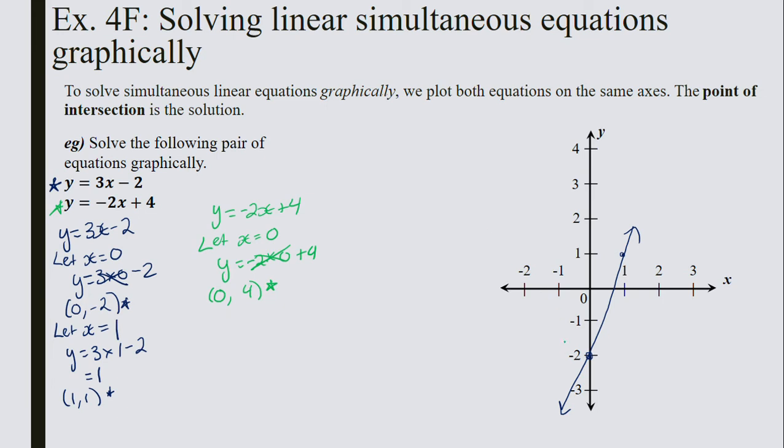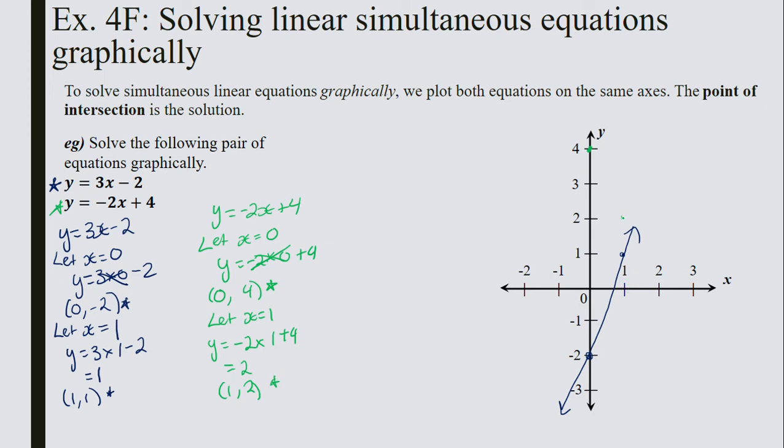We'll graph that over here. 0 up to y equals 4, and I'm going to draw a point, sorry. Also again, I'm going to let x equal 1. So this is my gradient intercept method. Y now equals negative 2 times 1 plus 4. Negative 2 times 1 is just negative 2, so you can ignore this bit here. Negative 2 plus 4 is 2. So we get 1, 2 is also a point, and I'm going to plot that over here.